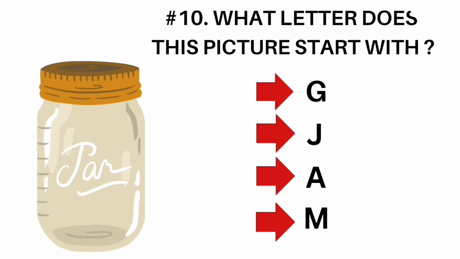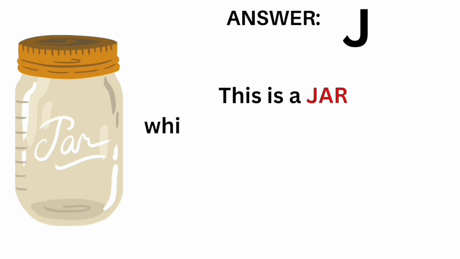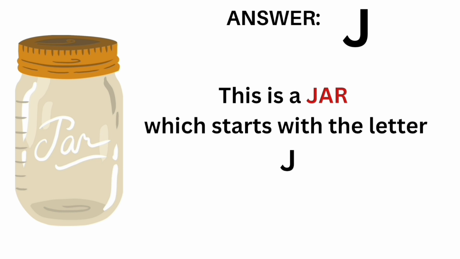What letter does this picture start with? The options are G, J, A, M. The answer is J. This picture is a jar, which starts with the letter J.